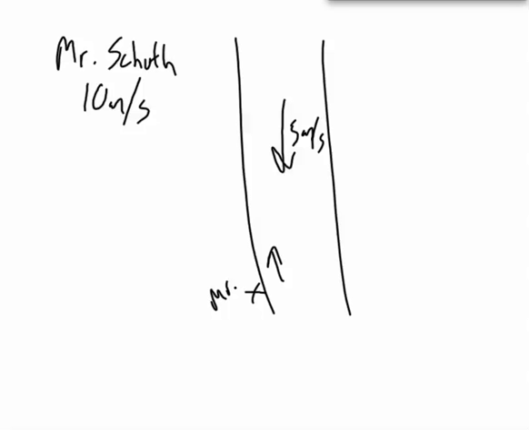Right? Now what is Mr. Schuth's relative speed to the ground? 10 meters per second? No, relative to the ground right here. Oh, it's going to be 5, right? Because it is 10 minus 5. So it's going to equal 5 going this way, right?